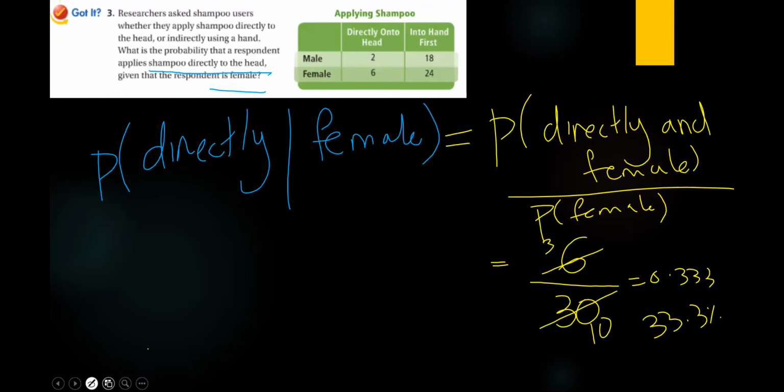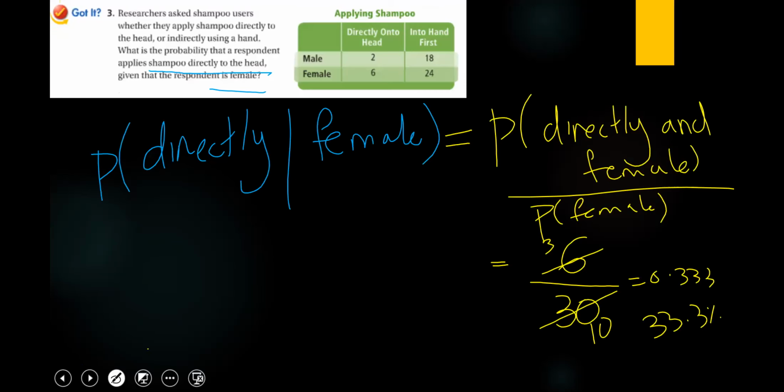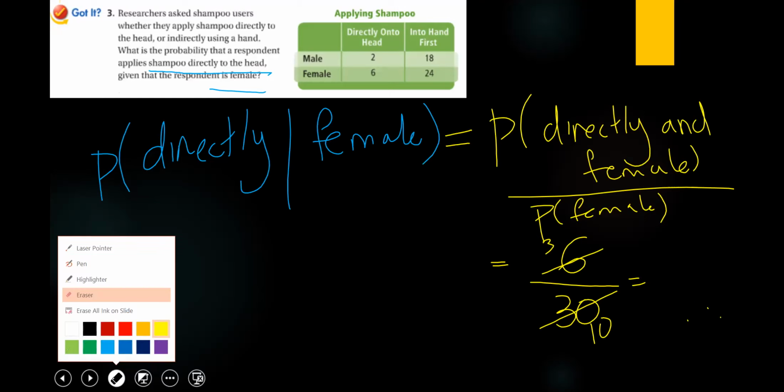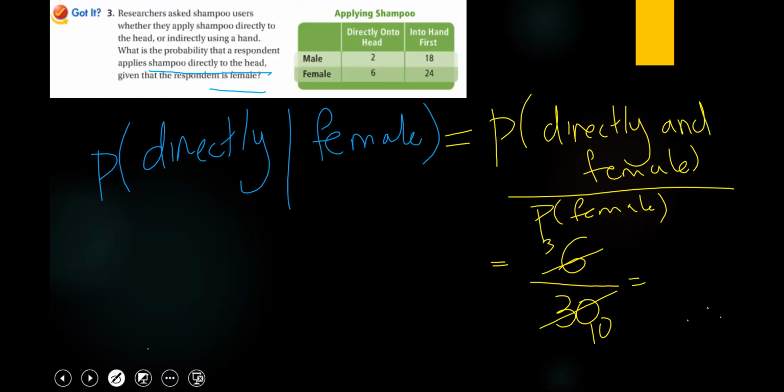Yes, Haneen? In 6 over 30, isn't it 1 over 5? And so it's 0.2. Is it? Yes. What did I do? Divide by 3 and divide by 3, because 6 by 3 was 2. So it has to be 2 over 10. Okay. So they are 50%. Thank you.